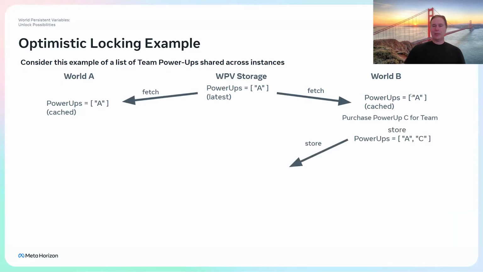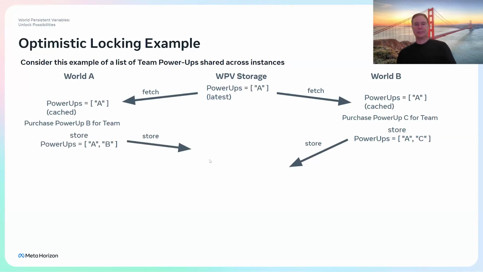So they're going to take power-ups of A and append C to that list. Then they're going to store this into the WPV using the optimistic locking API, the one with allow concurrent updates false. A little bit later, somebody in world A purchases power-up B for the team. So they take A, add B, and store that into the world persistent storage. For whatever reason, because of networking latency or something like that, even though this one did the store first, before this one, it arrives first at the server.